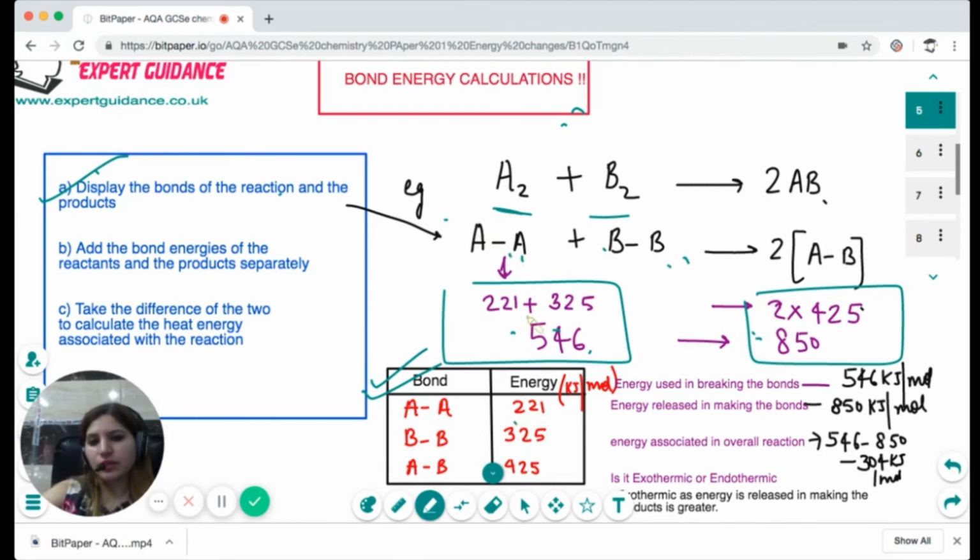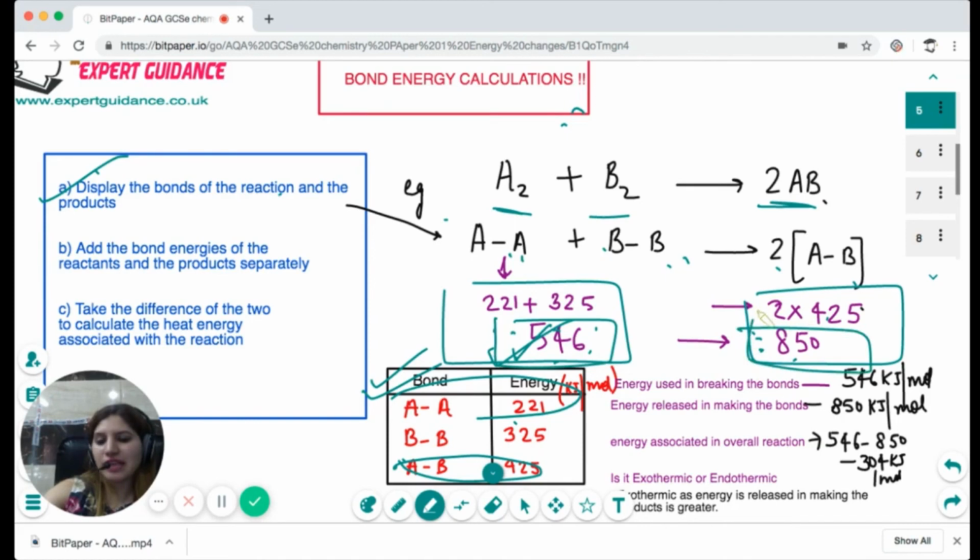From the data booklet, we have 221 and 325. That gives you 546. For the two AB, it's 2 times the AB bond, which is 425. That gives 850. So the energy required to break the bonds of the reactants is 546. The energy released to make the products is 850. You take away the two. That gives you minus 304. So 304 is the energy released to the surrounding.